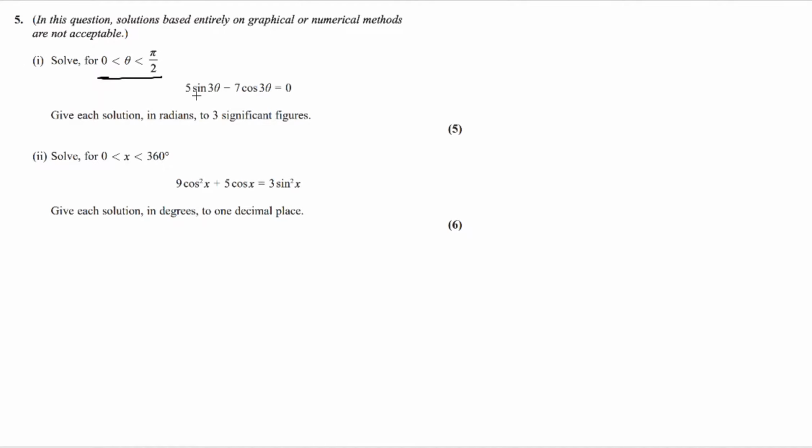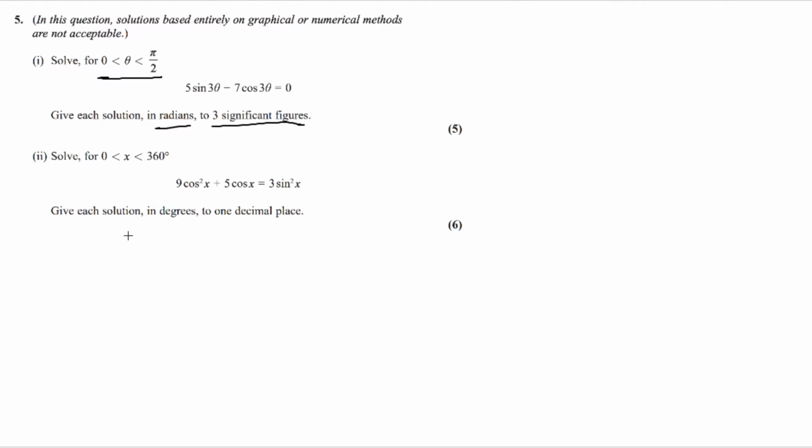They've given us the range, and then this is the equation, 5 sine 3 theta minus 7 cos 3 theta equals 0. Give each solution in radians to 3 significant figures. Don't forget these 2 points when writing your answers. Now, because it is in radians, we should make sure that our calculators are switched to radians mode.